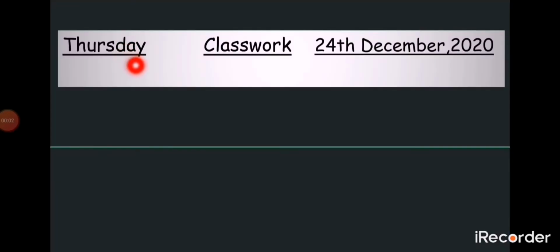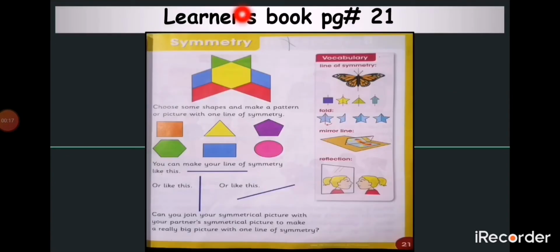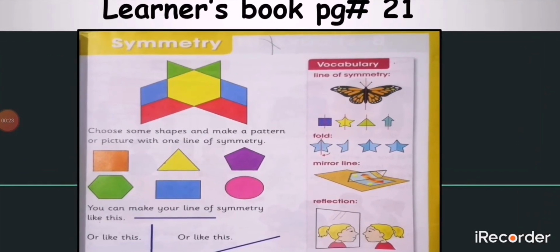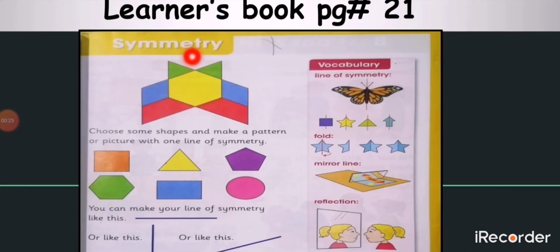Now this is your day and date slide. On the extreme left top, you will write today's day, Thursday, in the center classwork, and on the extreme right top, 24th December, 2020. And you write the day and date on this learner's page number 21. The topic is symmetry. Please write your day and date very neatly.